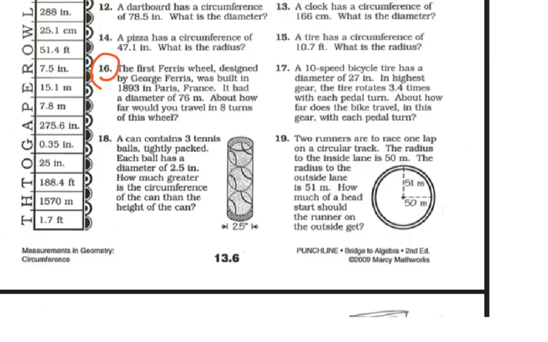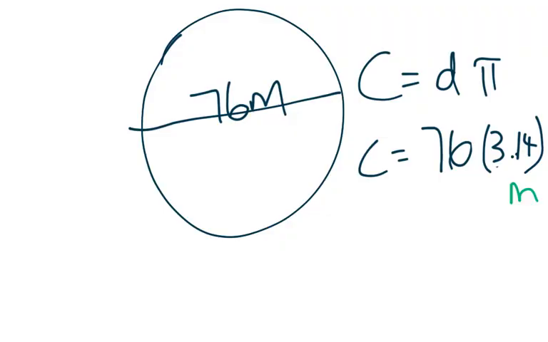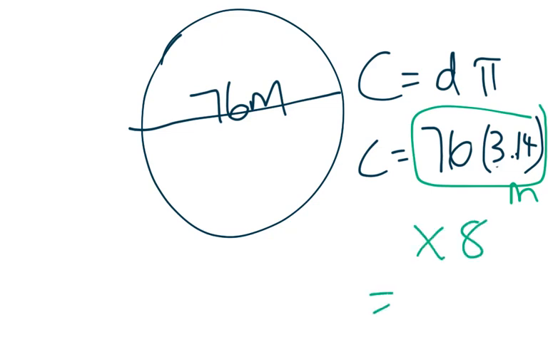But more than that, they said, what if you actually spun 8 times? So we're going to take the circumference, however distance this is, and then we're going to multiply it by 8, and that'll tell us how far we really would have traveled if we had rolled down a hill 8 times in the Ferris wheel. So if you take that and put that in your calculator, you get 1909.12 meters.